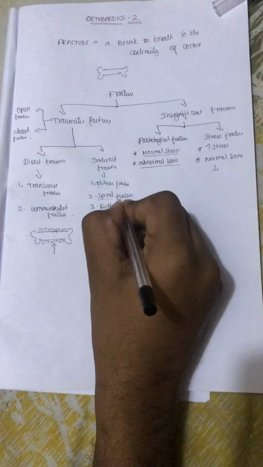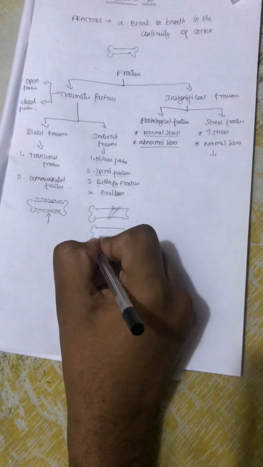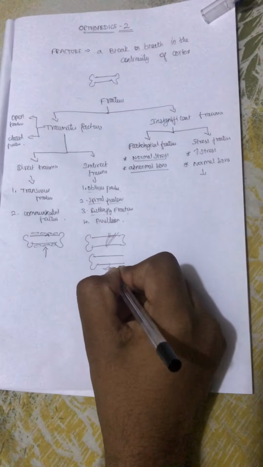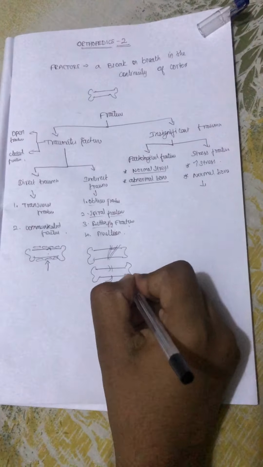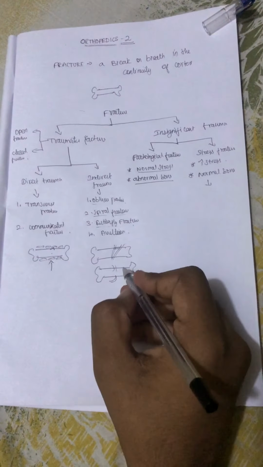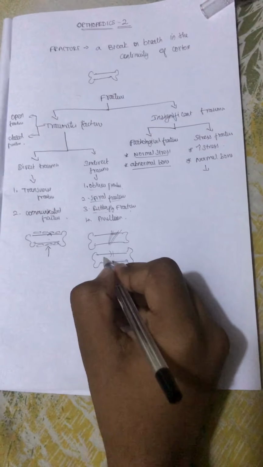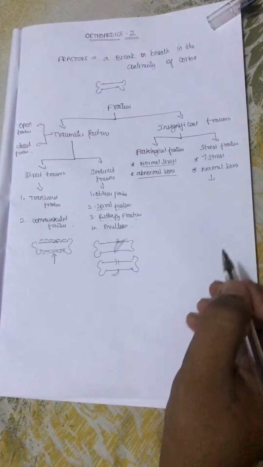Then we will come to spiral fracture. Spiral fracture is a fracture which occurs at a spiral angle, due to extreme over-twisting beyond the physiology of our bone. The more stretching of the bone results in the fracture called spiral fracture.